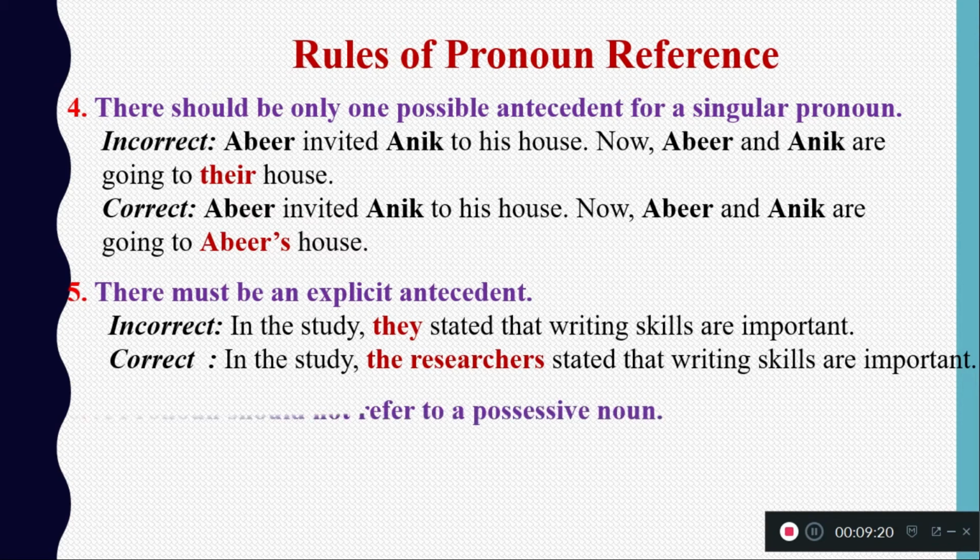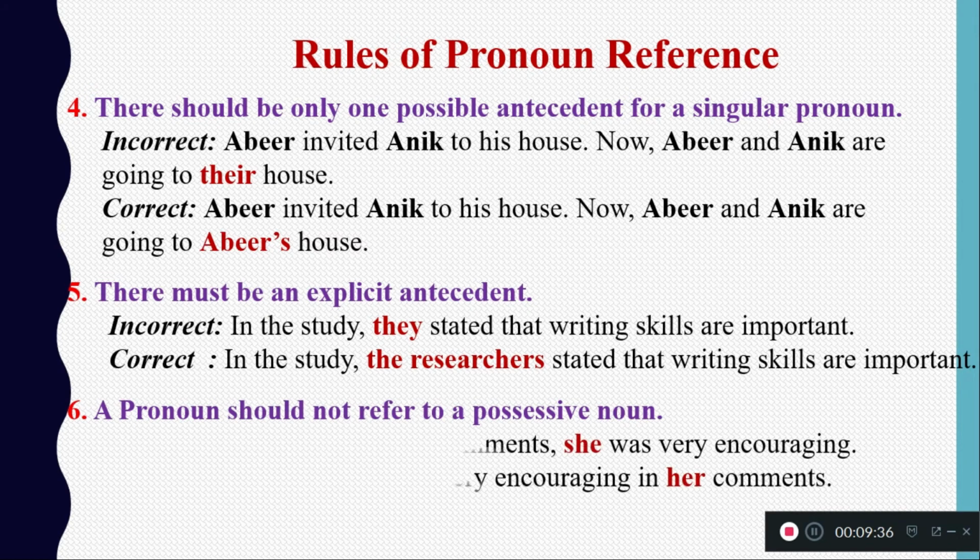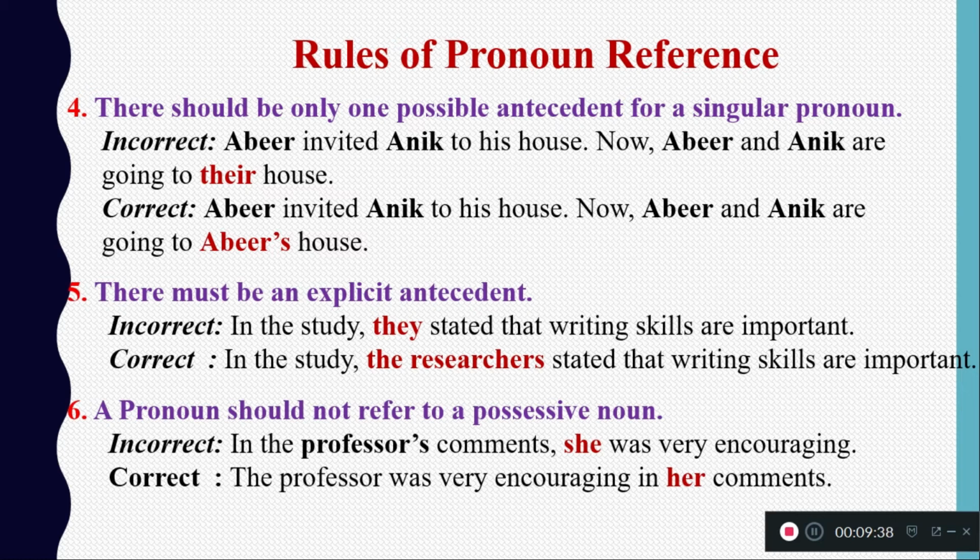Next, a pronoun should not refer to a possessive noun. Look at the sentence. "In the professor's comments, she was very encouraging." Here, the pronoun "she" refers to the professor's, that is a possessive. So it is wrong. And the sentence should be written in this way: "The professor was very encouraging in her comments."